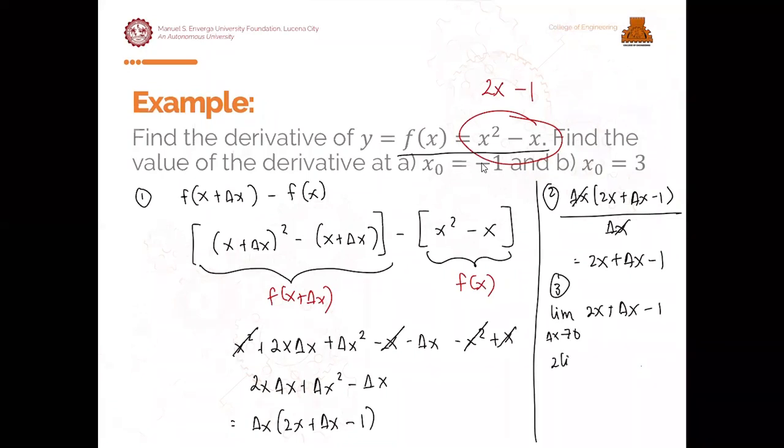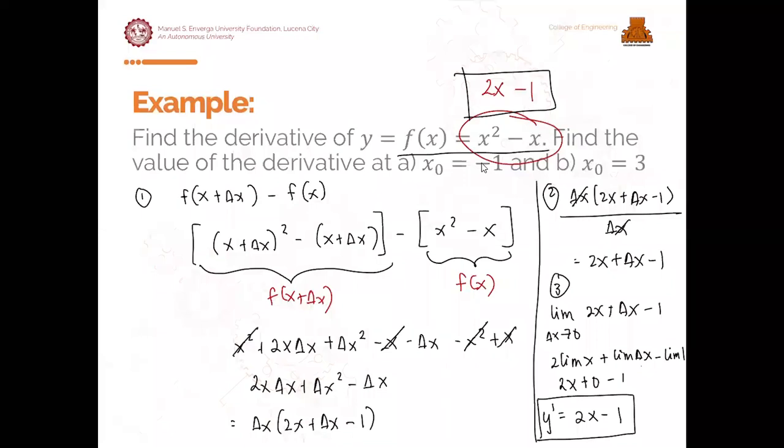So we have 2 limit of x plus limit ng delta x minus limit ng 1. Okay? So yung limit x natin magiging constant siya kasi delta x yung ina-approach natin. Magiging 2x plus 0 minus 1 or yung answer natin is 2x minus 1 which is ito yung derivative natin. Okay? So doon nakuha to. Okay? So using 3-step rule, nakuha natin yung derivative ng given function. Okay? Question po dito?